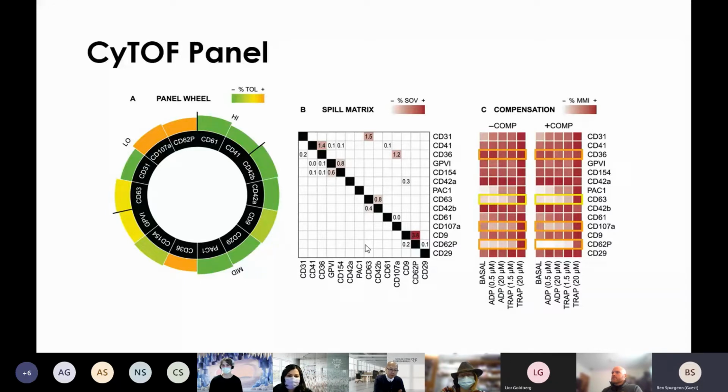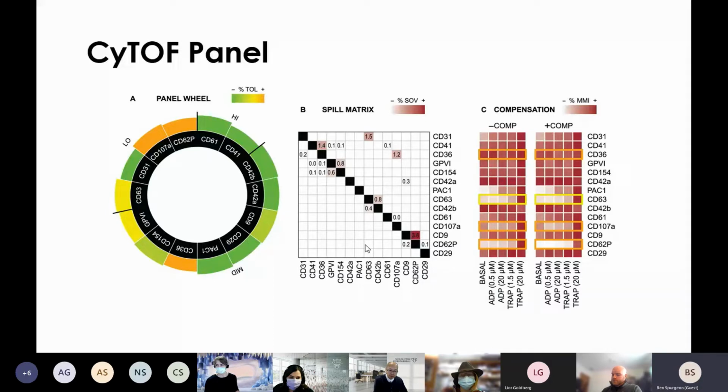It was small, but CD62P received the most at 3.8%, which is potentially problematic because CD62P is a very important marker of platelet activation. If this spill was left uncorrected, it might lead us to believe that platelets were activated when in fact they are not activated.